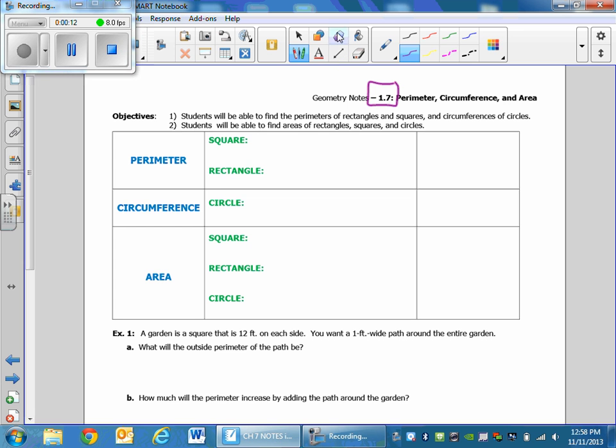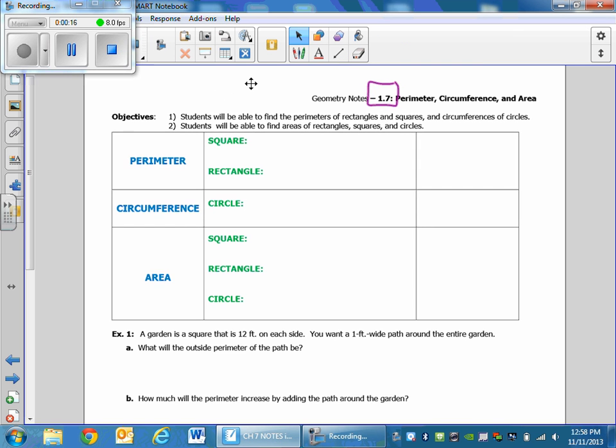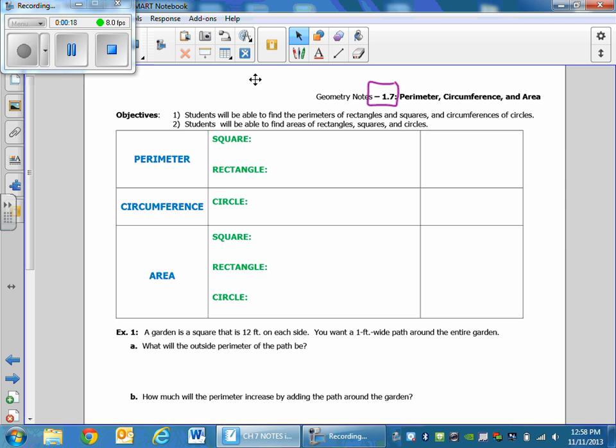So kind of just a little review. It's going to be perimeter, circumference, and area. So we should remember this, but we're just going to review it and do some word problems with it to make sure we're ready and able to do the rest of Chapter 7.